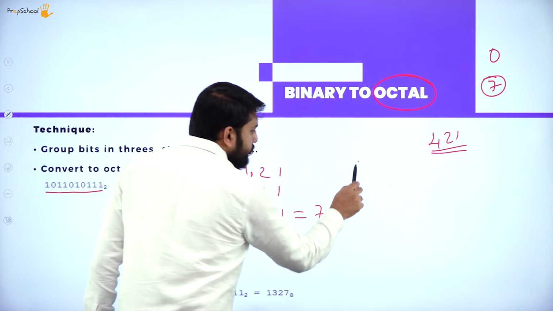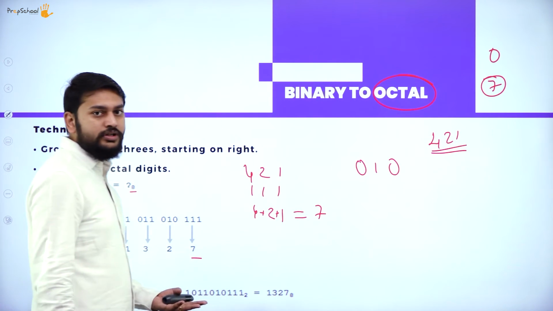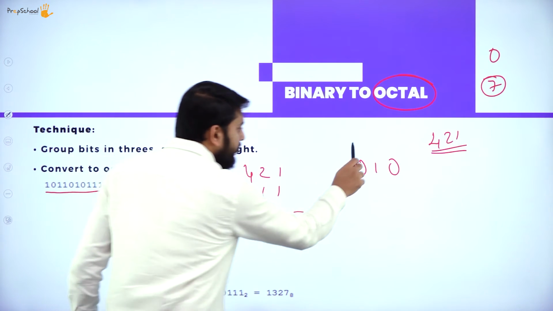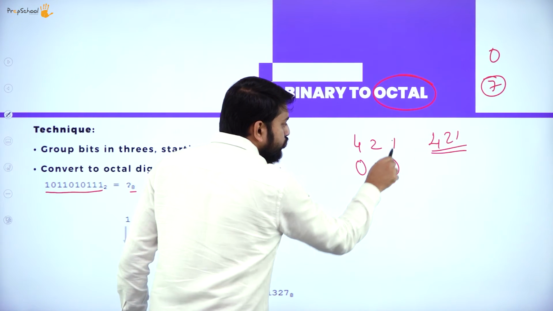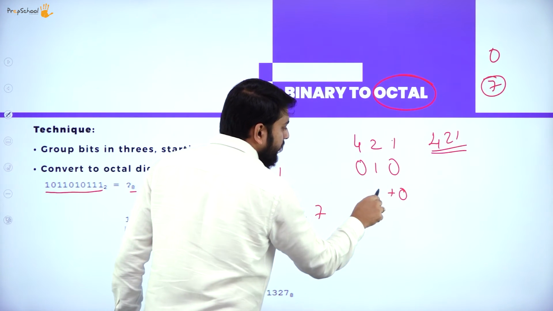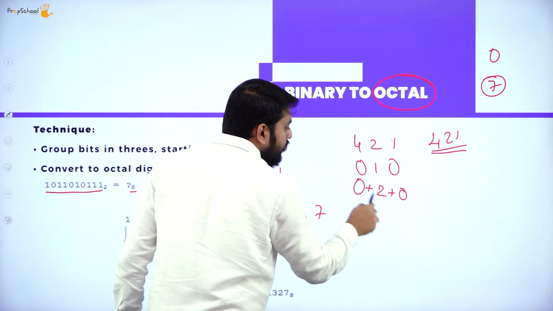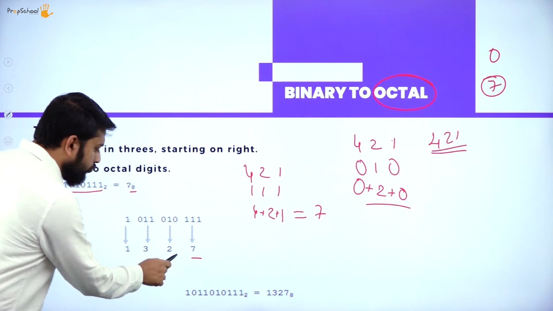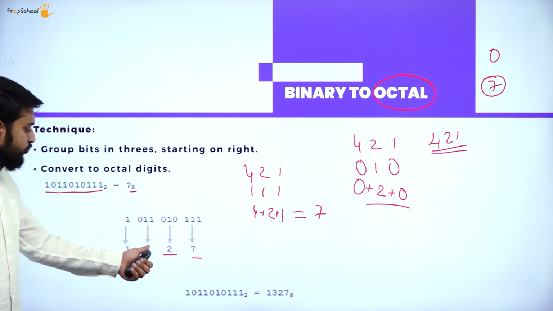What is the next one I have? I have 0, 1, 0. How do I convert 0, 1, 0? Apply the 4 2 1 code. 1 into 0 is 0, plus 2 into 1 is 2, plus 4 into 0 is 0. So what is the number that I got? 2. Yes, correct.